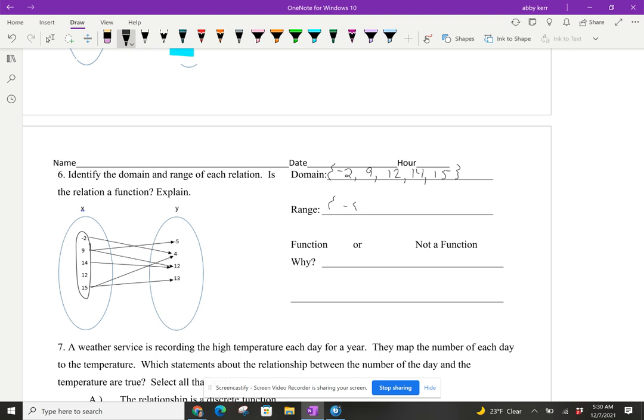So then my range is -5, 4, 12, and 13. Once again, you want to look. It's not a function because 9 is mapped to two different numbers and 15 is mapped to two as well. So this is not a function. Try to not use the word "it." Be more specific. You can say the domain of 9 and 15 map to more than one y value.